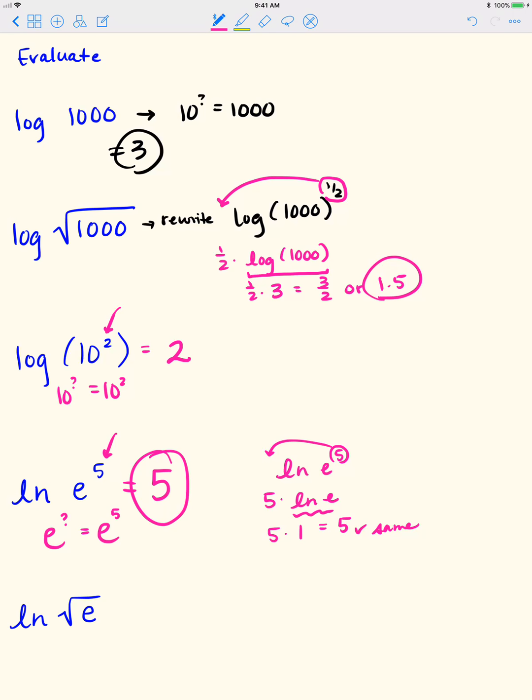Natural log of the square root of e. Square root could be rewritten as e to the 1/2. And again, if you have a power, the natural log of e, in a sense, they're going to cancel each other because they end up giving you the value of 1. But you can bring that 1/2 down. The natural log of e is just 1, and your answer is 1/2.